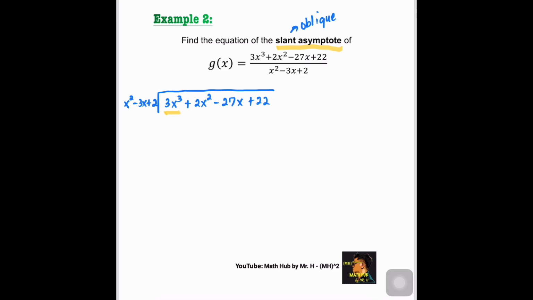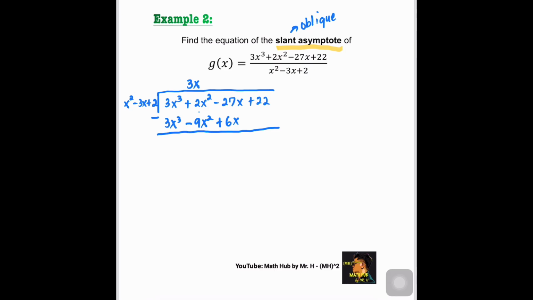So 3x cubed divided by x squared, it's gonna be 3x. Then 3x times x squared, that is 3x cubed. Then 3x times negative 3x is negative 9x squared. Next is 3x times positive 2, that is positive 6x. We need to subtract. Alright, so 3x cubed minus 3x cubed, that's going to be 0.